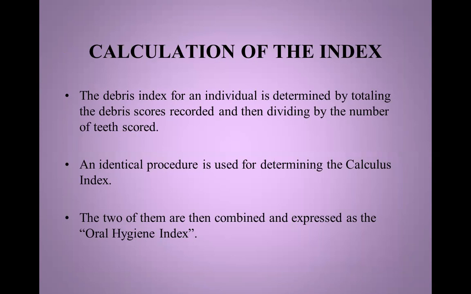Now the calculation of the index. The debris index for an individual is determined by totaling the debris scores recorded and then dividing by the number of teeth scored. An identical procedure is used for determining the calculus index. The two of them are then combined and expressed as the oral hygiene index.